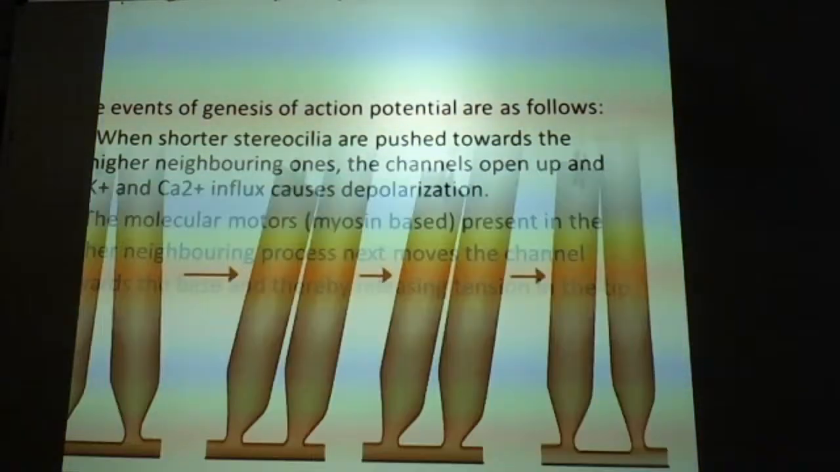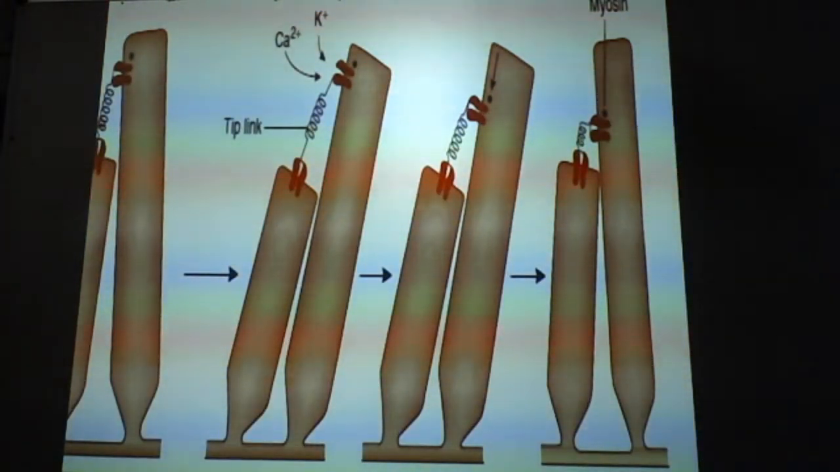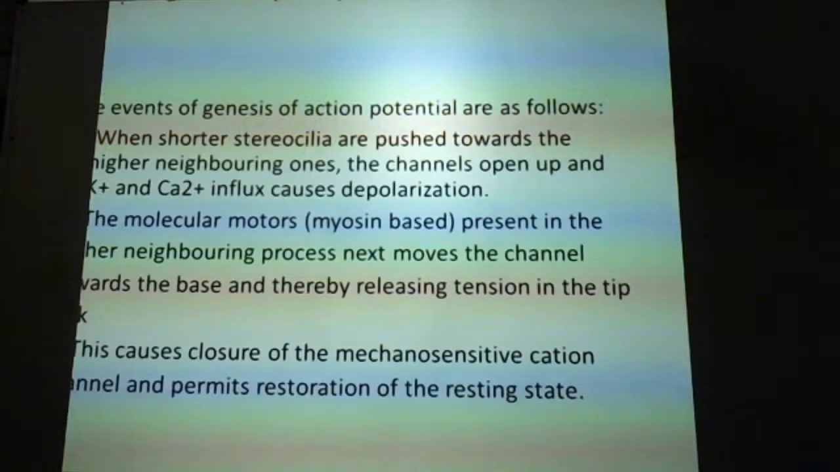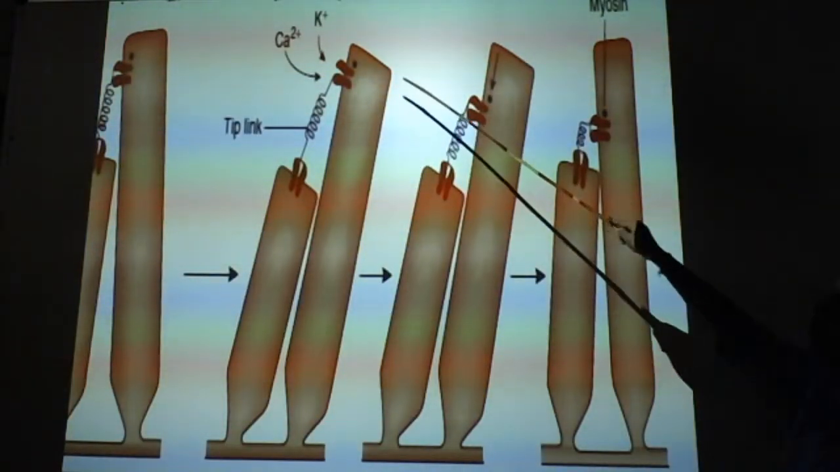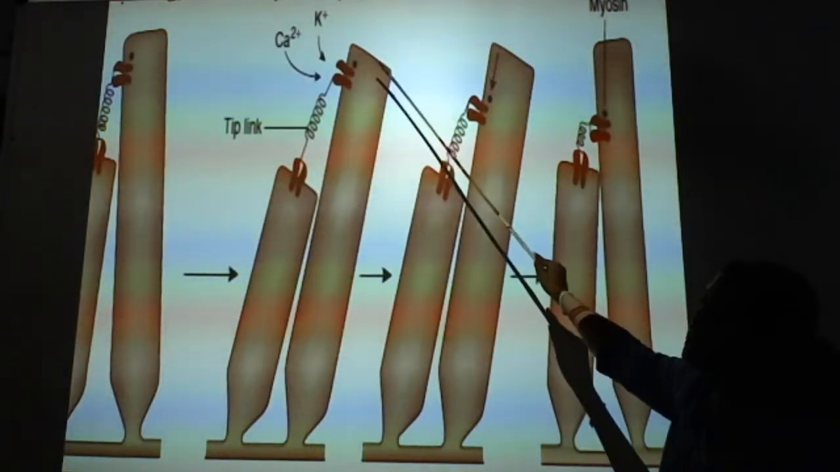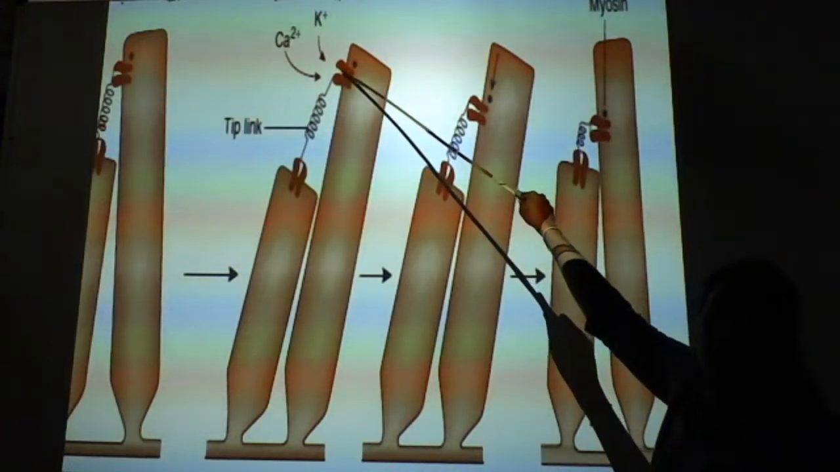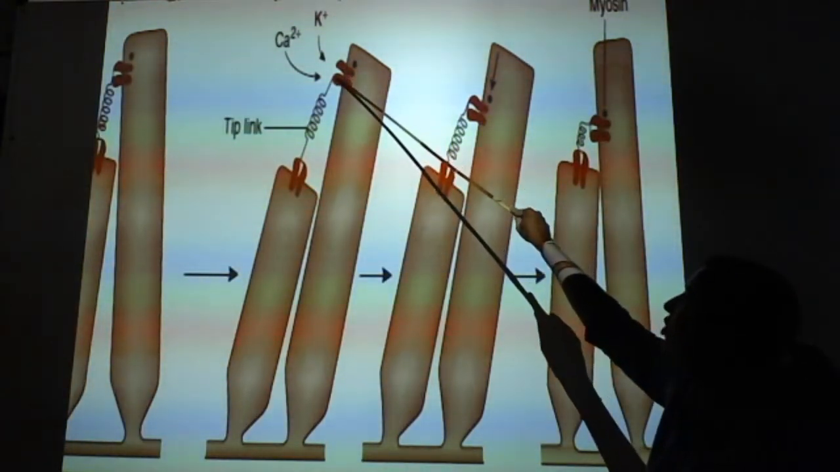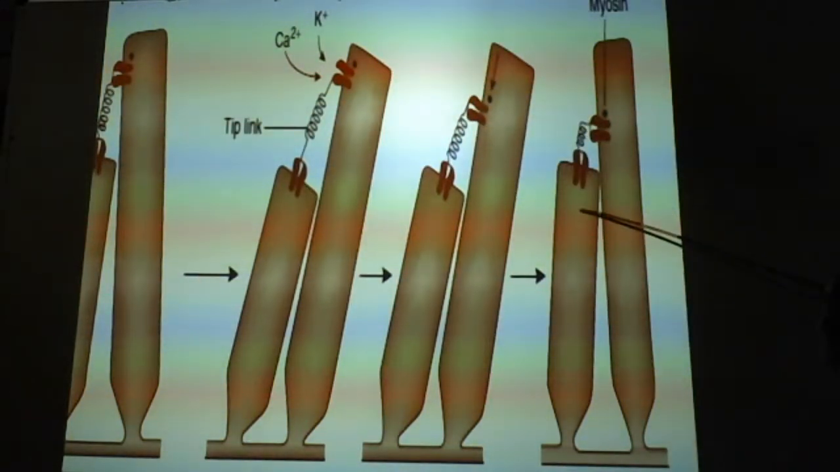The molecular motors. So see here the molecular motor present here is myosin. The molecular motor present in the higher neighboring process moves the channel towards the base. Thereby what does it do? The channel which is present up now opens when the shorter ones move towards the higher stereocilia. The channels of potassium and calcium are open. There is influx of potassium and calcium ions. Now the molecular motor moves the channel towards the base.